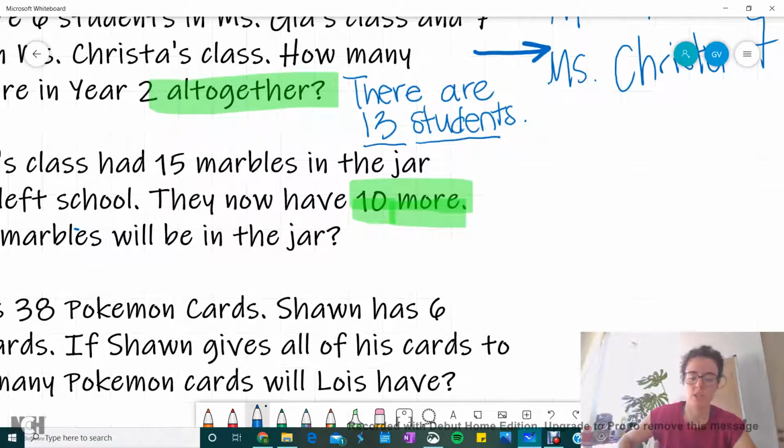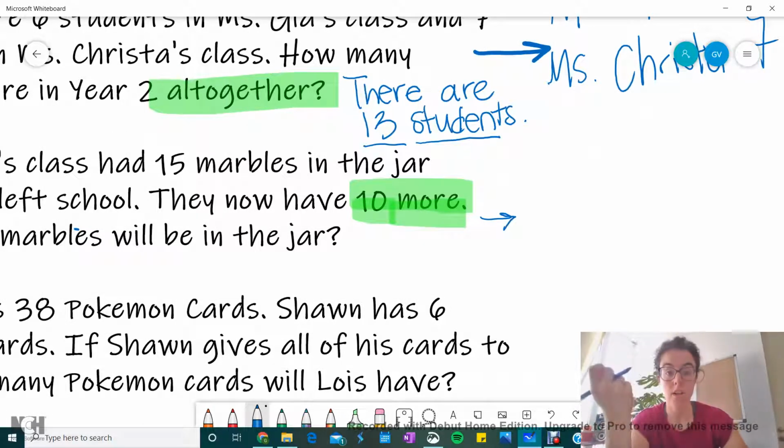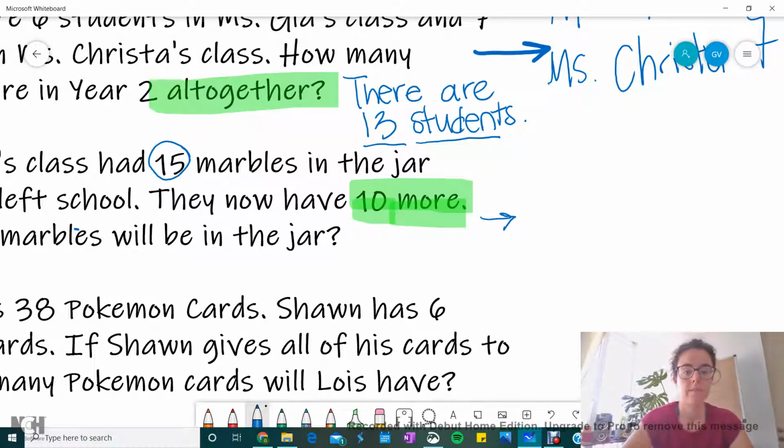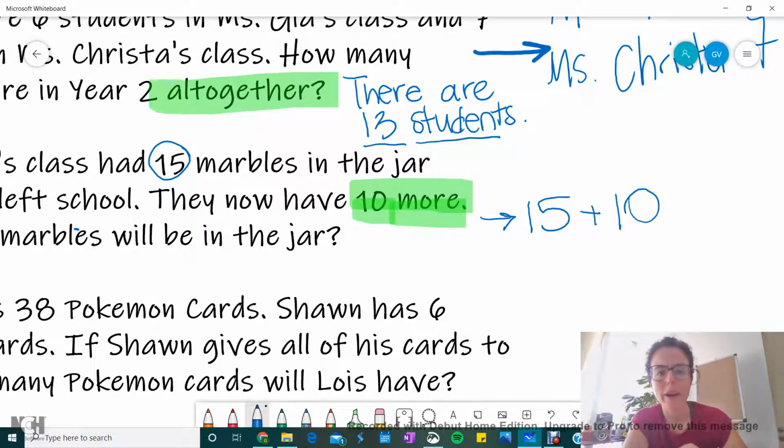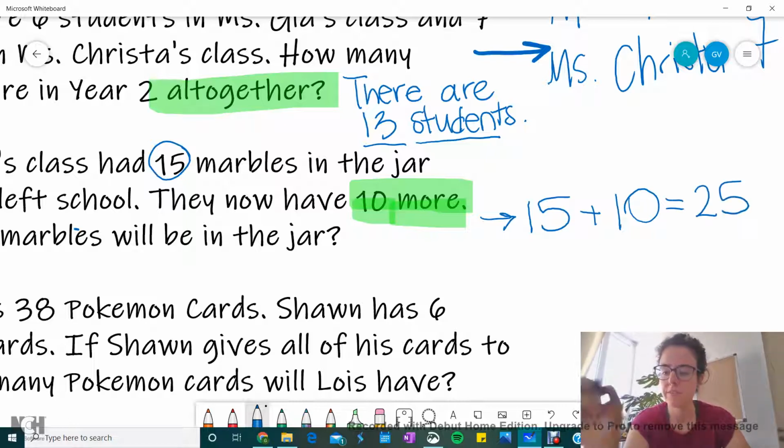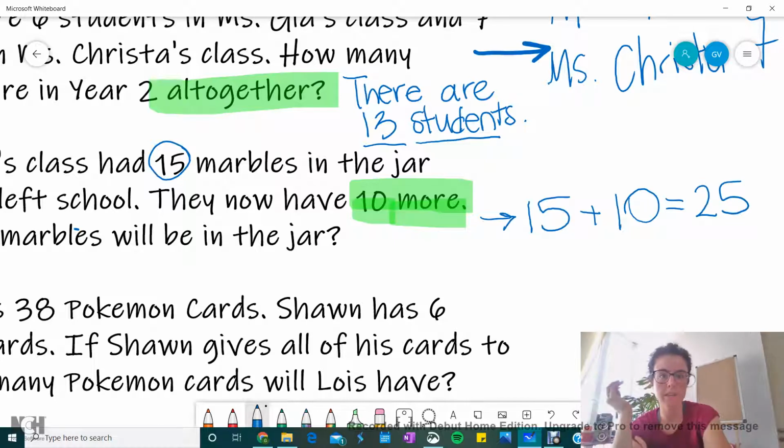Let's write a number sentence for this one. What do you guys think it will look like? How many marbles are we starting with? That's right, we're starting with 15. And how many more marbles are we putting in? That's right, we are putting in 10 more marbles. Well, you guys know this. Come on, 15 plus 10? That's right, it is 25. Are we done? Is that it? We just wrote our number sentence? No, we also need a real sentence.